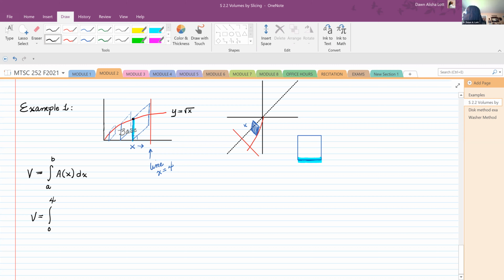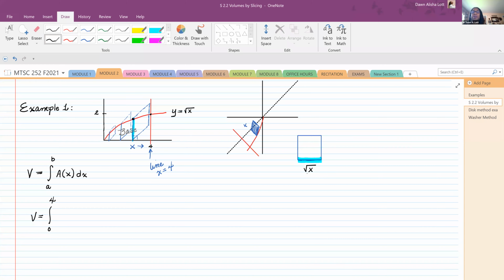If x is 4, this is 2. So when x is 4, that's 2. But for any x I choose, if I chose x equals 1, that height would be 1. If I chose x equals 3, that height would be the square root of 3. So for any x I choose, that height is the square root of x.